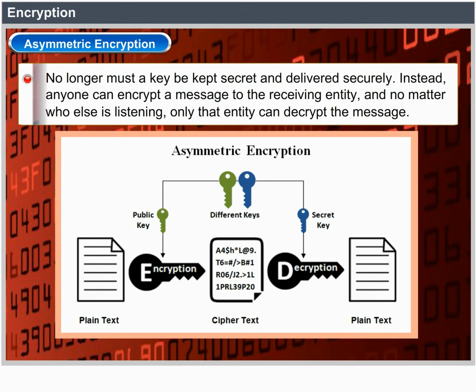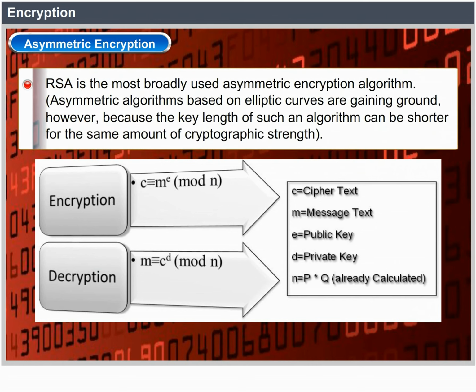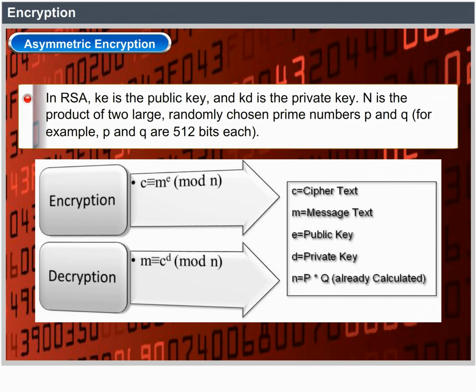can decrypt the message. As an example of how public key encryption works, we describe an algorithm known as RSA, after its inventors Rivest, Shamir, and Adleman. RSA is the most widely used asymmetric encryption algorithm. Asymmetric algorithms based on elliptic curves are gaining ground, however, because the key length of such an algorithm can be shorter for the same amount of cryptographic strength. In RSA, KE is the public key and KD is the private key. N is the product of two large randomly chosen prime numbers P and Q.